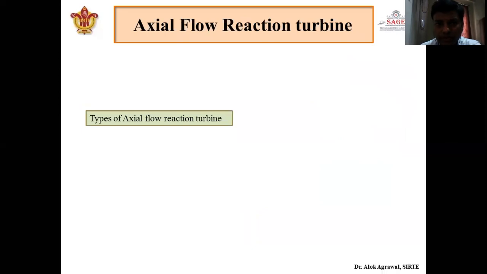Now moving to our next topic, that is axial flow reaction turbine. From the name itself it is clear that axial flow means the flow of water will be parallel to the axis of the turbine, and reaction turbine means the energy available at the inlet of the turbine is a combination of kinetic energy and pressure energy, and while the water flows through the turbine blade, the pressure energy is converted into kinetic energy and pressure continuously drops.